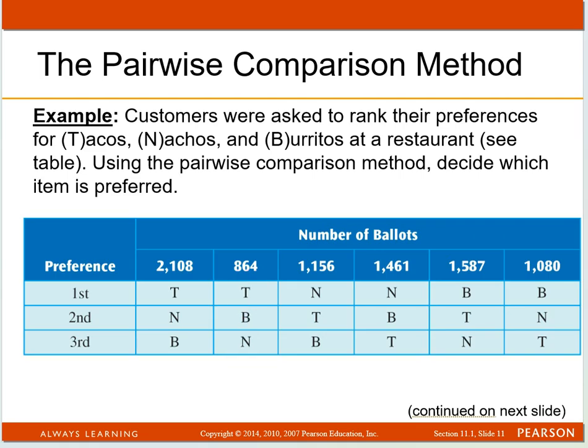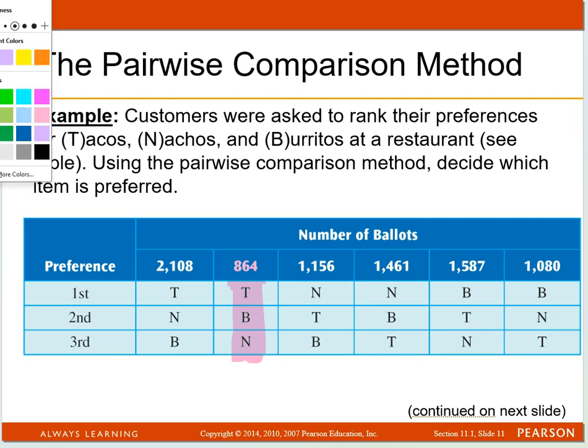So what they do here is they've asked a bunch of customers to rank their preferences for tacos and nachos and burritos at a restaurant. And they want you to use the pairwise comparison method to decide which item is preferred. And when I highlighted this here, I said, this is me, tacos, burritos, and nachos. There's 864 other people who feel the same way, okay?